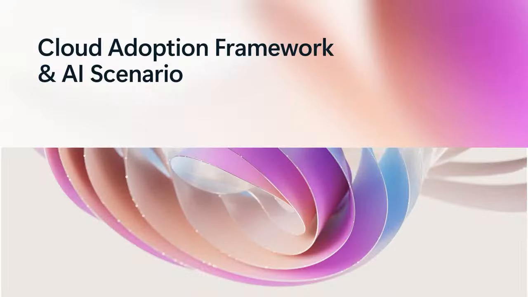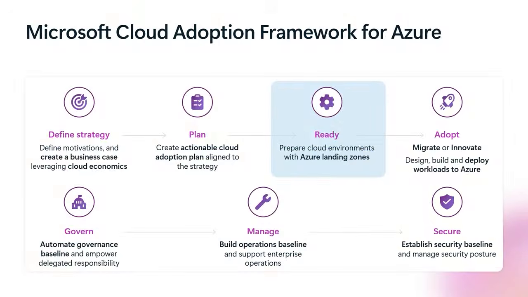Along with that, the Cloud Adoption Framework and the AI scenario is basically our adoption framework on how you can adopt AI in your enterprise at a platform level, not just at a particular workload level, but across the whole platform. It helps you define the strategy, put a plan in place. According to that plan, you prepare your environments and ready your environments, and then you start your adoption. While you're doing that, you basically govern, manage, and secure throughout this process.